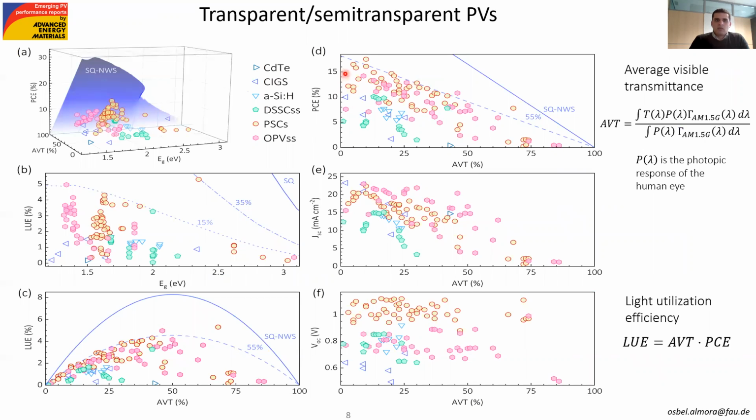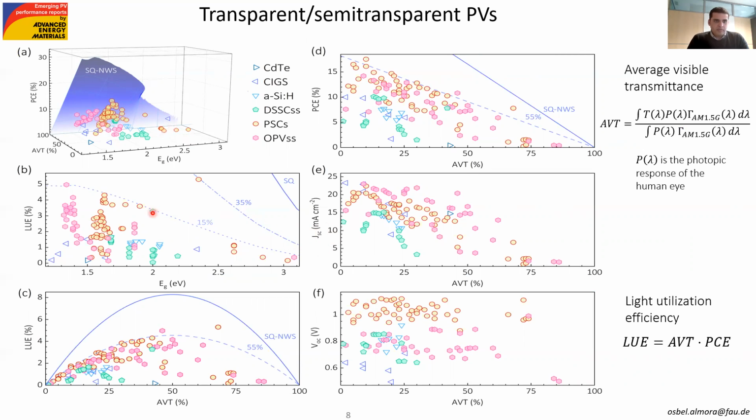In this case, one of the most common ways is to just represent the power conversion efficiency as a function of the average visible transmittance that you can calculate taking into account the transmittance spectrum. You can also plot this instead of in 2D as a function of bandgap, which will introduce a third dimension, a 3D plot. And this 3D surface will be the non-wave selective Shockley-Queisser limit in 3 dimensions.